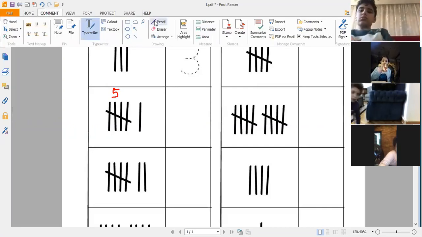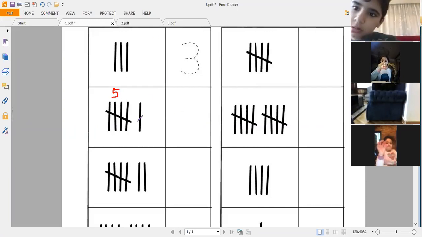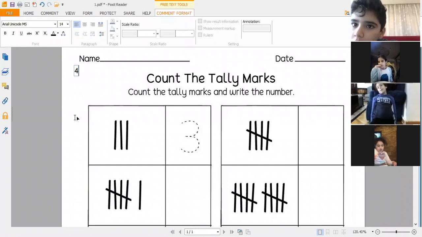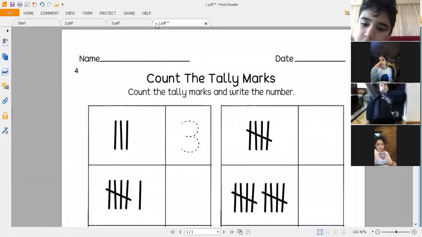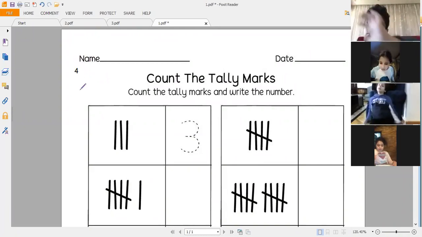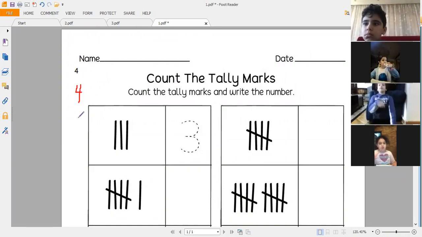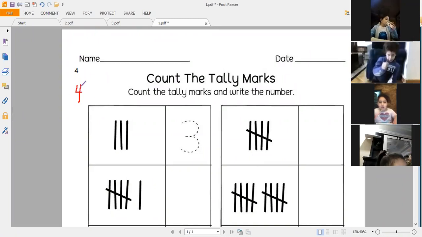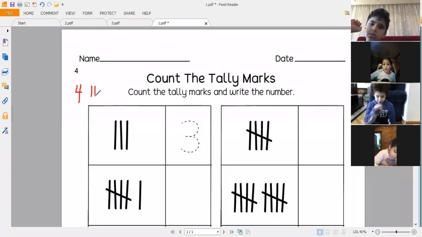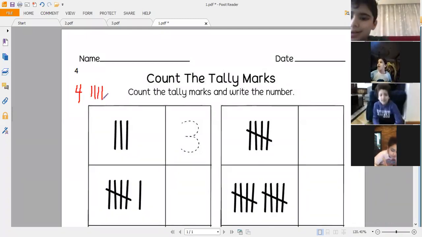Again, the tally mark. If I want to represent number 4, how many tally marks will I draw here? If I want to represent number 4, how many tally marks? 4. 1, 2, 3, I will write 4. Don't write anything. I'm just explaining this for you.